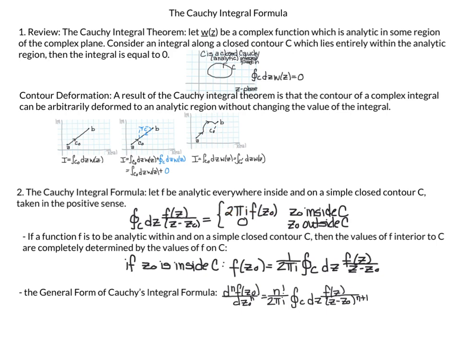And two consequences: the first is that if f is analytic within and on a simple closed contour C, then the values of f interior to C are completely determined by the values of f on C. This is a direct consequence of this part of the Cauchy integral formula; we just divide both sides of the equation by 2 pi i. And finally, by taking the derivative of this Cauchy equation with respect to z naught, we get the general form of Cauchy's integral formula. So that's it for this video.